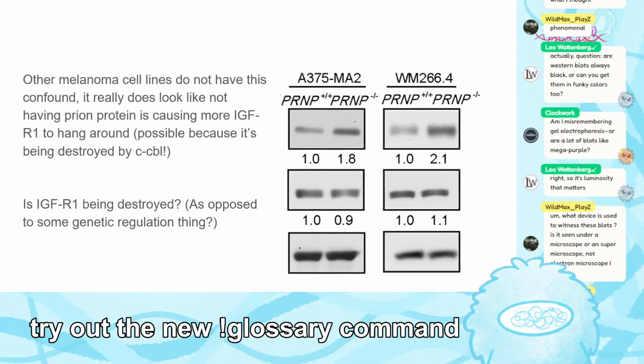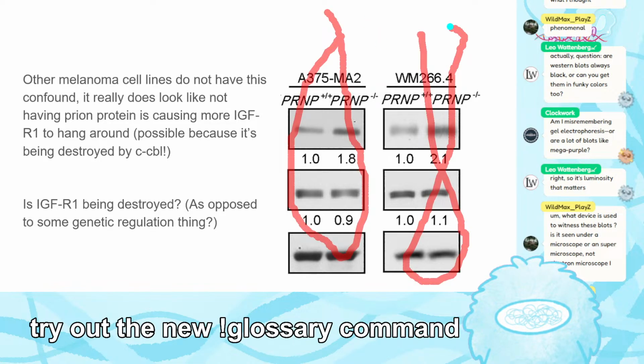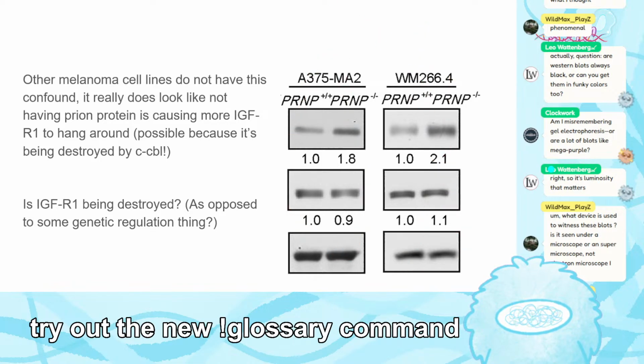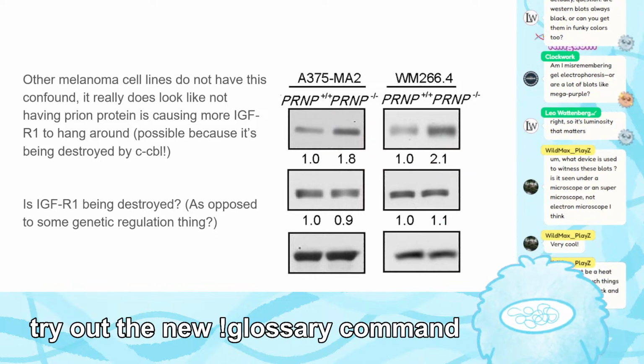Okay, so these other cell lines show the same pattern, right? When you don't have prion protein in this right-hand corner, you have more of the IGF receptor. That's something that you can see from the numbers. They did a ratio. So you get more when you don't have the prion protein around, implying that when you do have the prion protein around, it destroys that protein.